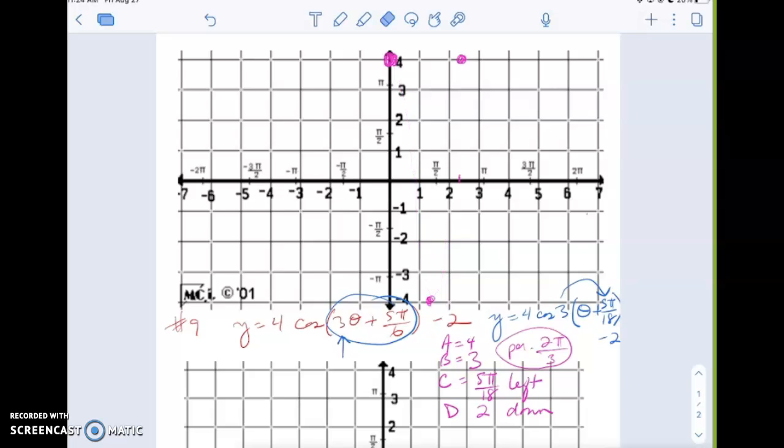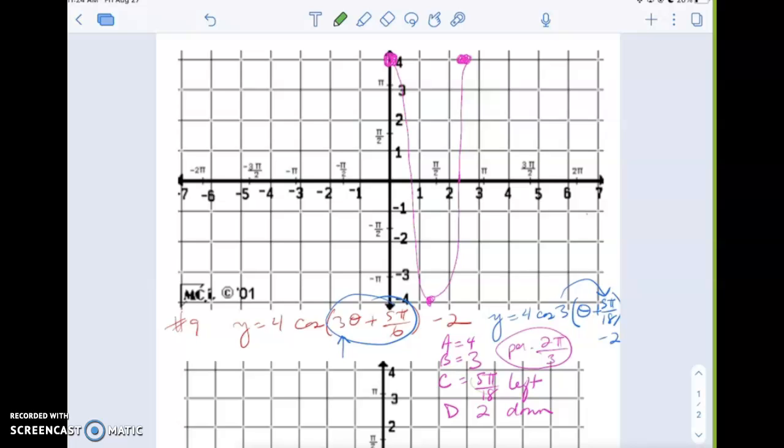So this is what it would look like without any movement. Sorry, my graph is not very pretty. So it would go down, and then it would come up, something like that. Okay, you could probably make a little prettier graph than that. And then you have to move it. So I have to move it to the left by 5 pi over 18, and you've got to figure out what that is in degrees.